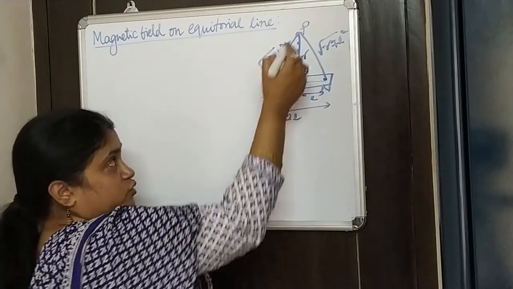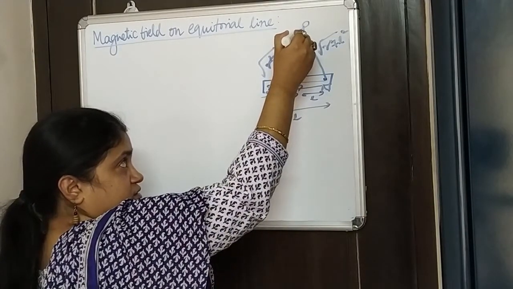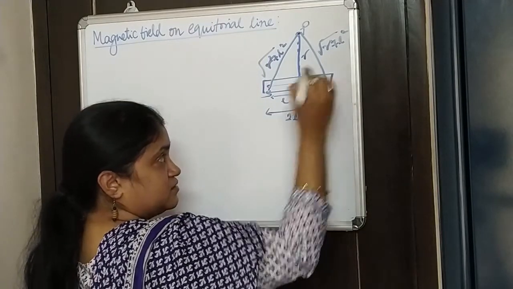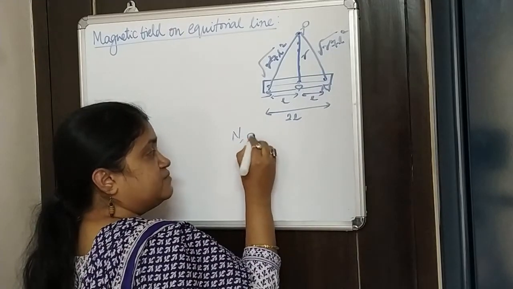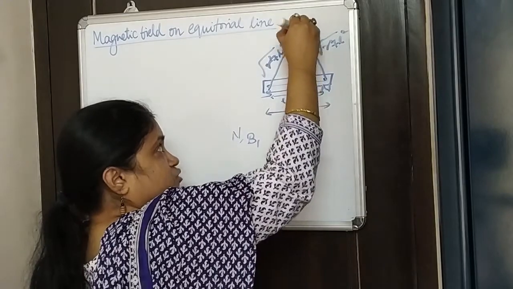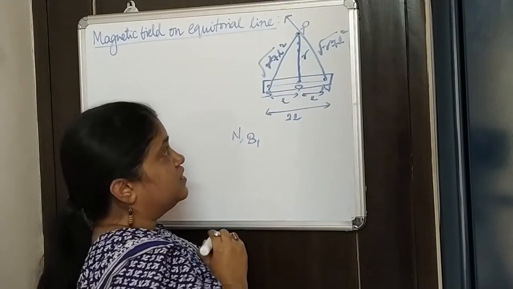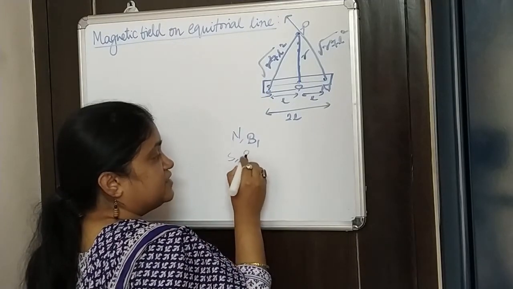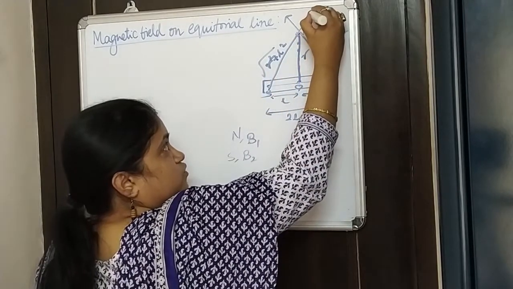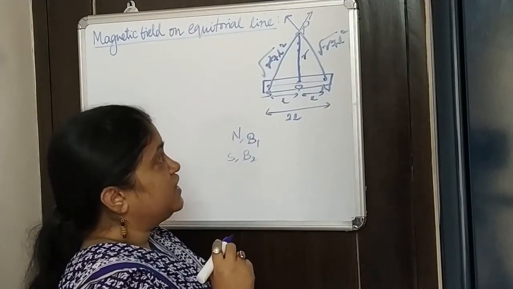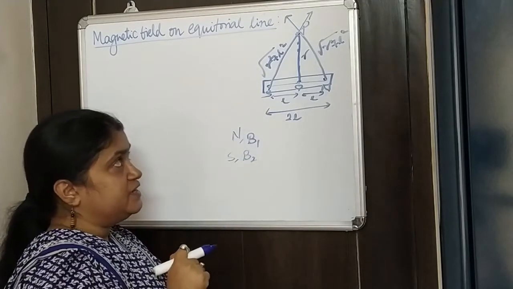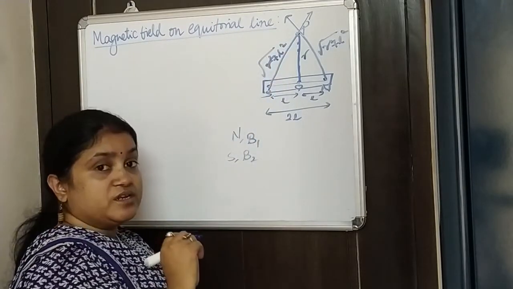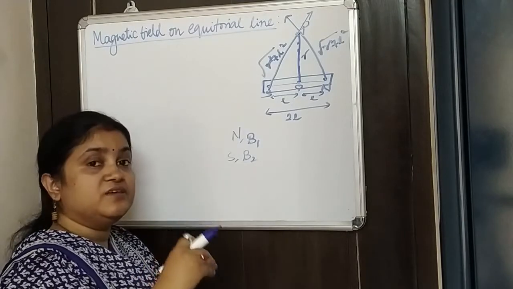Now we need to find what would be the magnetic field at this particular point. So suppose the magnetic field due to N is B1 and this field is going in this direction, right? Due to this south pole, the magnetic field is B2, suppose, and this is going in this direction. So we have to find their vector quantities, in which direction we have to see, and then we have to calculate.